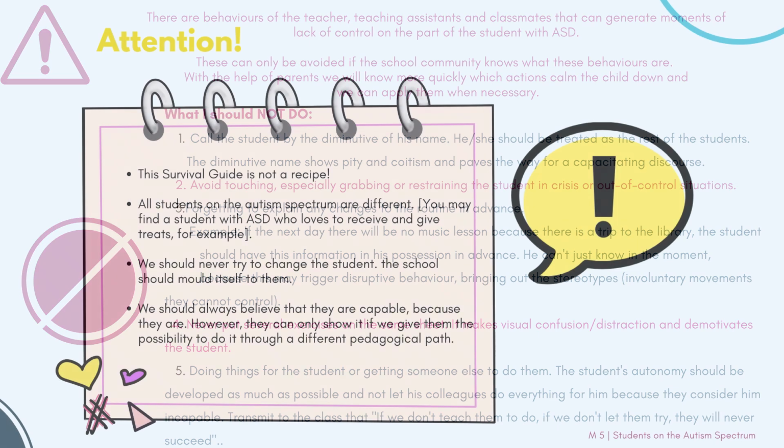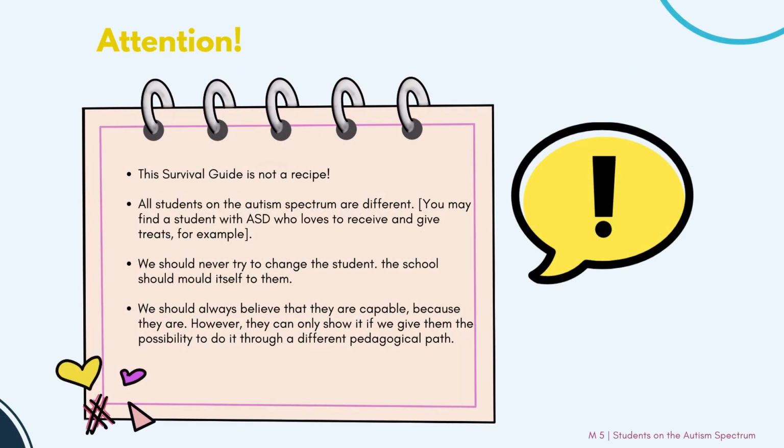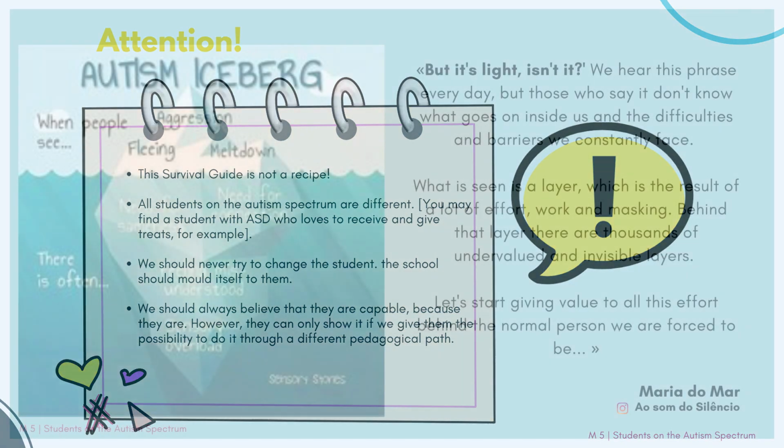Once again, the survival guide is not a recipe. All students on the autism spectrum are different. We may find a student with autistic spectrum disorder who loves to receive and give treats, for example. We should never try to change the student. It is the school that should mold itself to him. We should always believe that they are capable because they are. However, they can only show it if we give them the possibility to do it through a different pedagogical path.